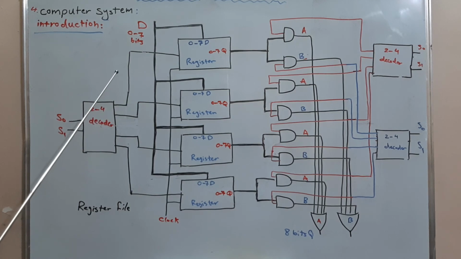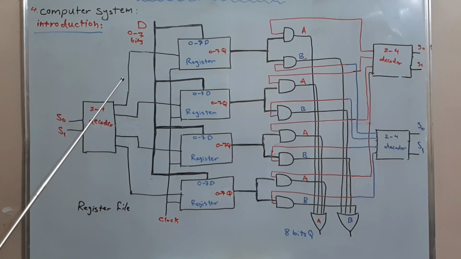The 8-bit input port is used to write a value composed of 8 bits with each clock cycle, and the output ports are used to read a value either from port A or from port B, and that value is composed of 8 bits.